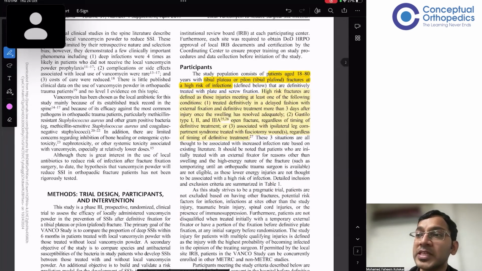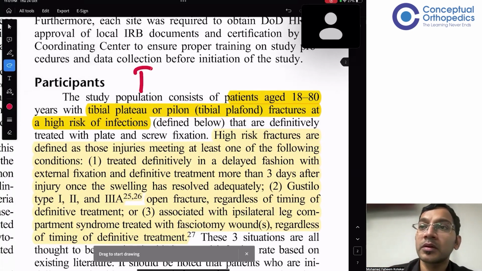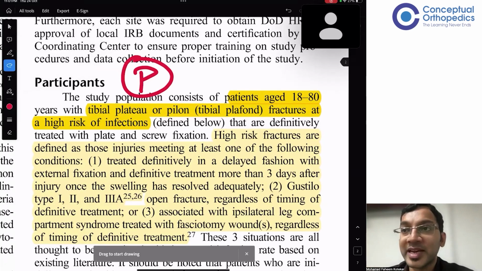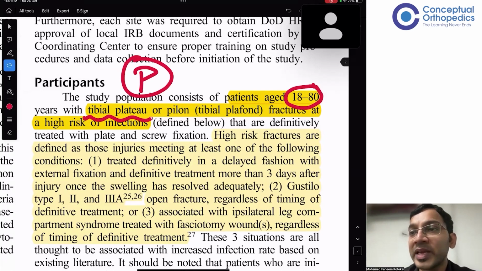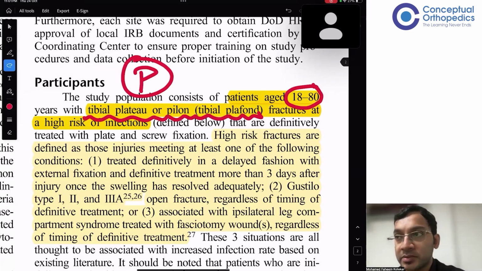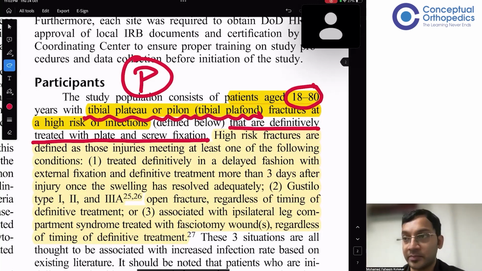Okay, so the first PICOT, P is population. The study population consists of patients aged 18 to 80 years with tibial plateau or pylon fractures. This is your population. And they have further added that these patients who are between 18 to 80 years with either the plateau or pylon fractures should be having an operative treatment that are definitively treated with plate and screws. So conservative is an exclusion criteria.